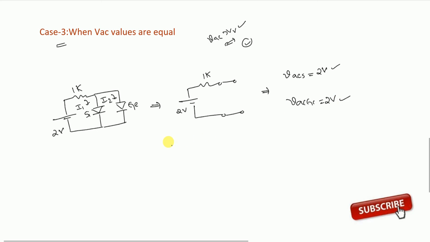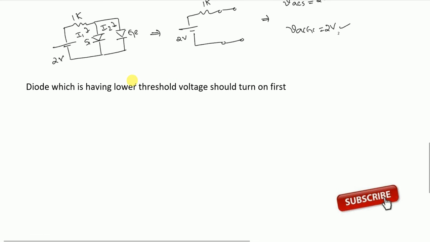The diode which has lower threshold voltage should turn on first in this condition. So if you observe, the threshold voltage for silicon is 0.7 volt. The threshold voltage for germanium is 0.3 volt. So germanium diode will turn on first. So I am turning on the germanium diode now. This is silicon diode. This is germanium diode. If we turn on germanium diode, what is the equivalent circuit? It will be like this. So it is the 2 volt, it is 0.3 volt, it is 1 kilo ohm.